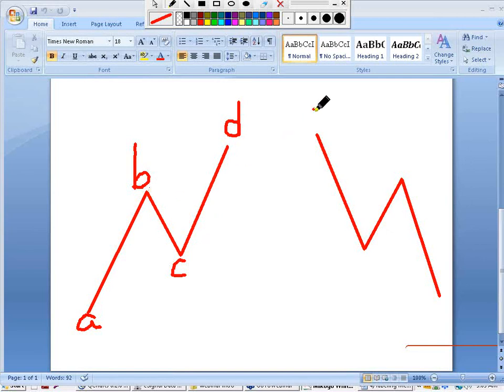Now, in a downtrend, it's the same exact thing. Lower highs, lower lows. By definition, that is a downtrend. C is a pivot high, which is lower than A. And once we move below B, coming off of C, once we break below there, we have a lower low. So by definition, we have a higher low, higher high situation and a lower high, lower low situation.